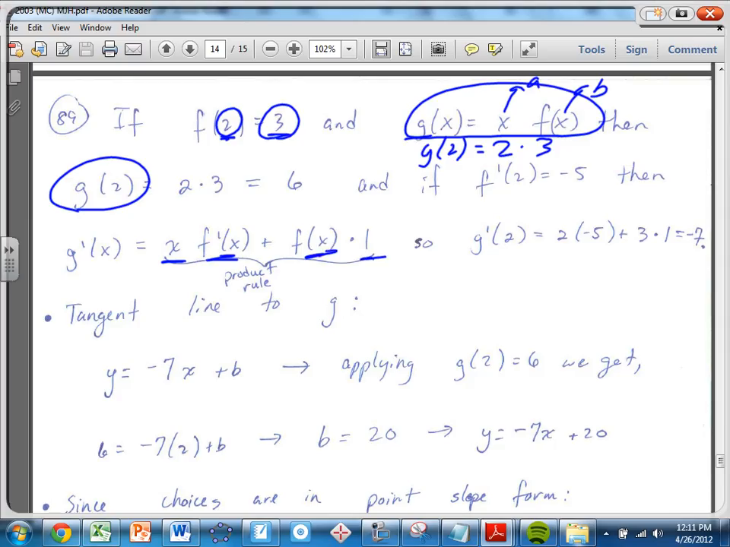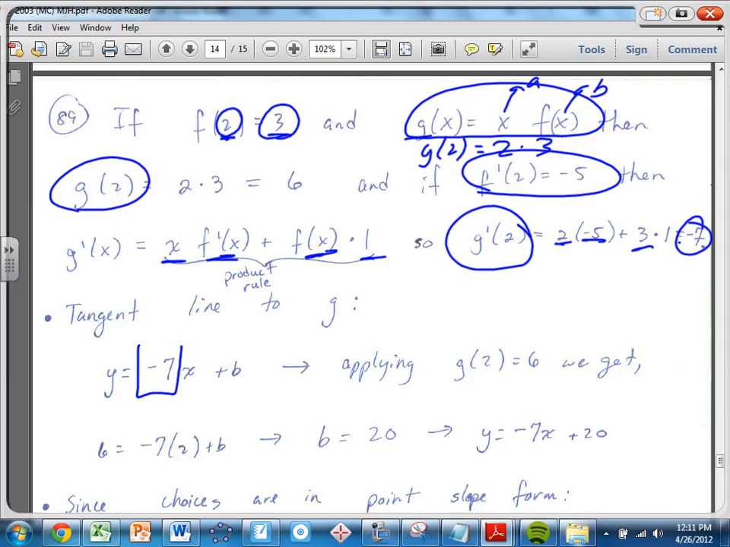And if you want to find g prime of 2, you just plug in a 2 here for all these. So 2 goes in for x. What is f prime of 2? It's given. F prime of 2 is negative 5. So this f prime of x is f prime of 2, which is negative 5. So 2 times f prime of x plus f of x. But what's f of 2, guys? It's 3, it's given. So that's going to be a 3 there, times 1. So the slope of g is negative 7.